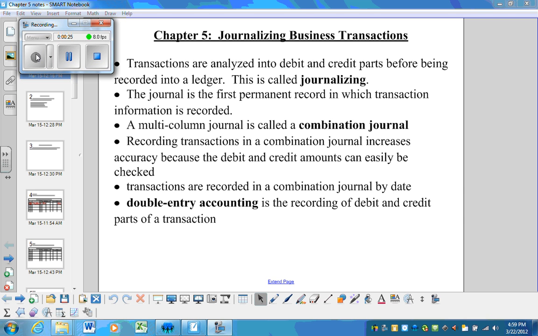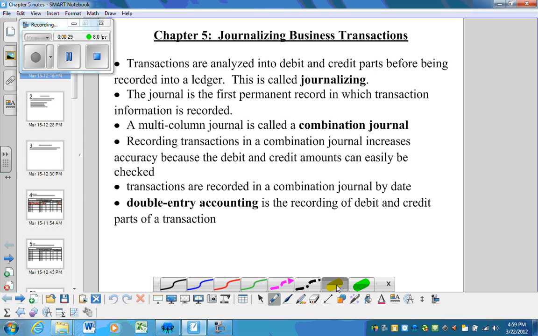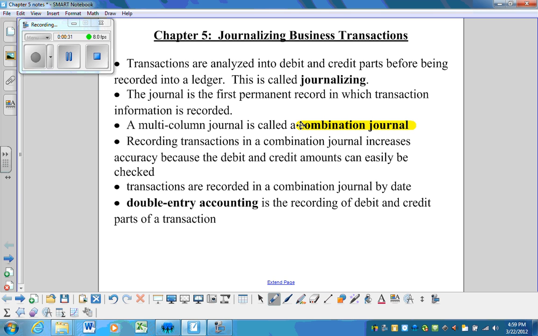A multi-column journal is called the combination journal, and that's what we use for Accounting 10. It's the very first place we put any permanent information. Recording transactions in a combination journal increases accuracy because the debit and credit amounts can easily be checked, and you'll see what I mean by that in a little bit. Transactions are recorded in the combination journal by date. Double entry accounting is when every transaction has a debit and a credit.